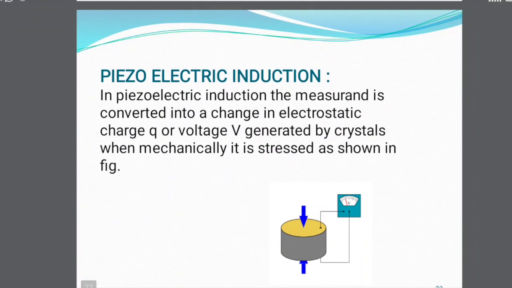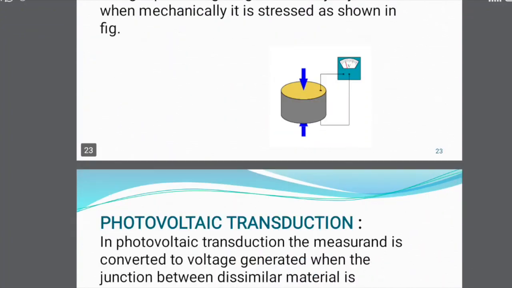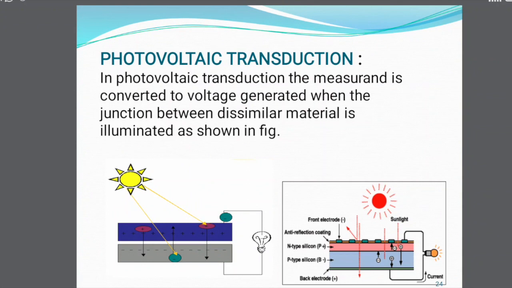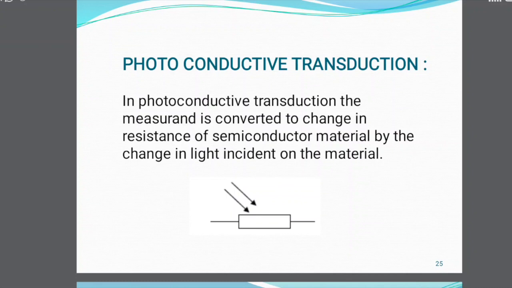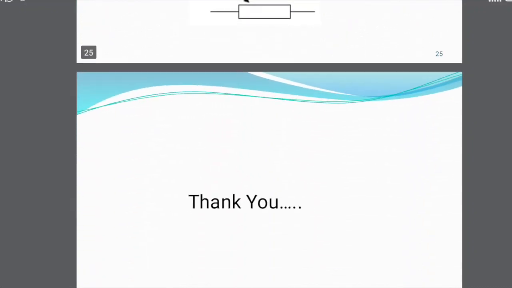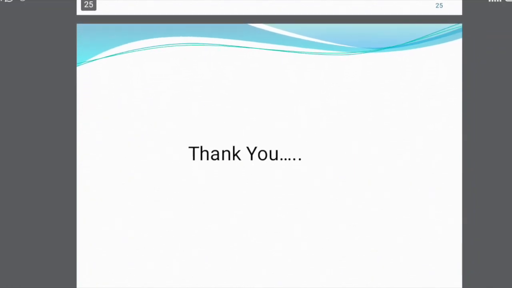Piezoelectric induction. In piezoelectric induction, the measurand is converted into a change in electrostatic charge Q or voltage V generated by crystals when mechanically stressed, as shown in the figure. Photovoltaic transduction. In photovoltaic transduction, the measurand is converted to voltage generated when the junction between dissimilar materials is illuminated, as shown in the figure. Photoconductive transduction. In photoconductive transduction, the measurand is converted to change in resistance of semiconductor material by the change in light incident on the material. These are the basic types of transducer. So I conclude. Thank you.